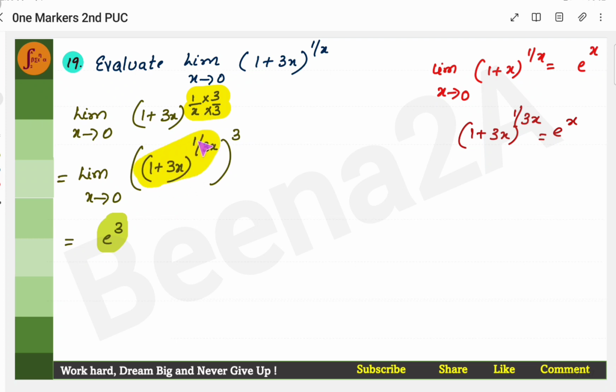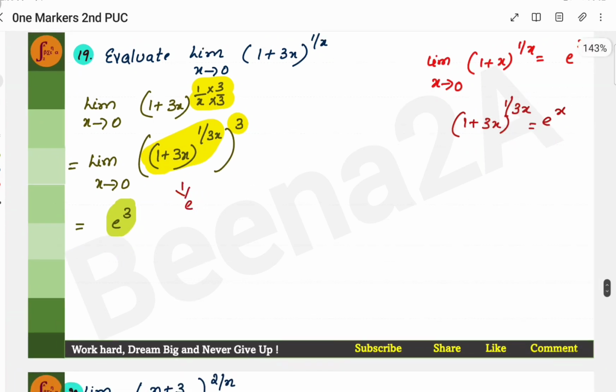So it will be like this. 1 plus 3x to the power 1 by 3x. And then I have this 3. Since I multiplied by 3, I have this 3. Put this 3 outside. Don't forget, put this 3 outside. So this entire thing is E. And then I have this 3. So it becomes E cube.